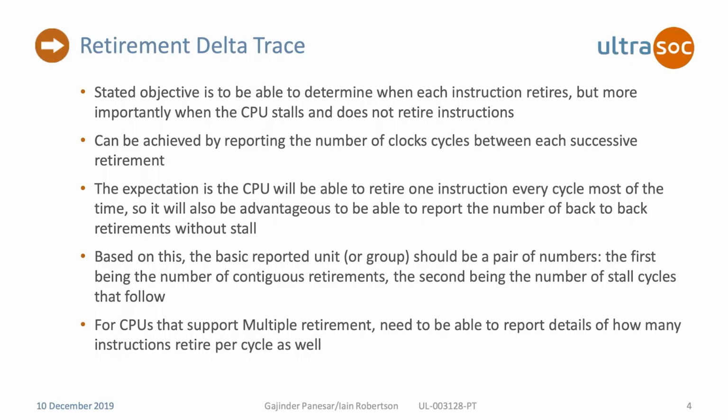So basically, the objective is to be able to identify on a cycle-by-cycle basis whether the CPU's retiring instructions or stalling. And so for that, you want to report the amount of time between each instruction retirement. But in fact, CPUs are pretty good at executing instructions. In practice, they'll retire instructions on most cycles with occasional stalls. So a more efficient way of representing the information is to record the number of back-to-back cycles on which the CPU retired an instruction, followed by the number of cycles on which it's stalled.